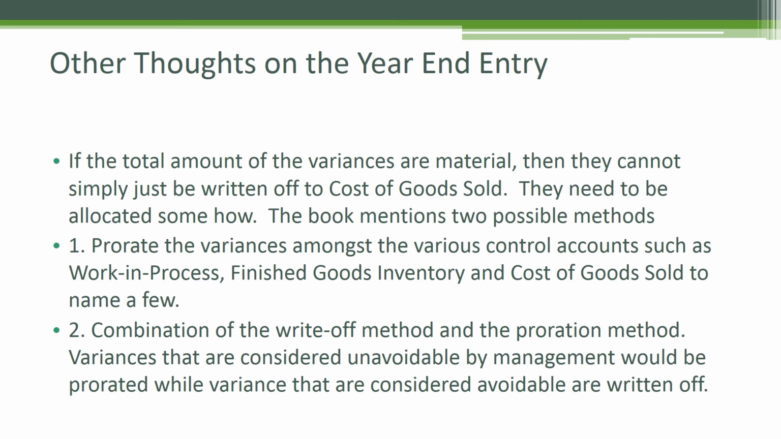The second is a combination of the write-off method mentioned in the previous slide used with immaterial amounts and the proration method mentioned above in step 1. The variances that are considered unavoidable by management would be prorated. These would include price increases that were outside of management's control, while variances that are considered avoidable, such as inefficiencies that management should have held in check, would be written off during the year. The reason for this is so that we don't want to push off into the next year costs that we felt should have been avoided within the current year.